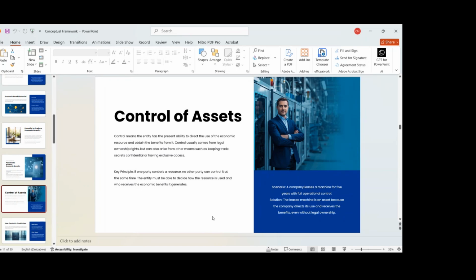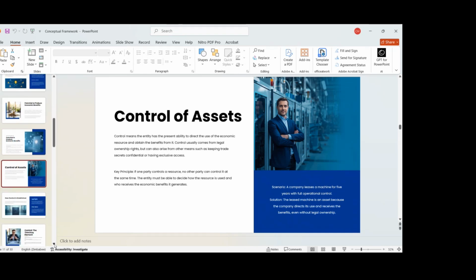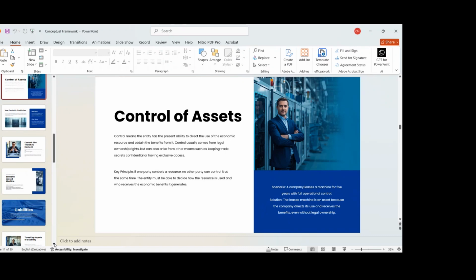The entity must be able to decide how the resource is used and who is going to receive the economic benefits it generates. A simple scenario: a company leases a machine for 5 years with full operational control. The question: is this an asset or not? The leased machine is an asset because the company directs the use and receives the benefits, even without legal ownership. That's why, under IFRS 16, we recognize a right-of-use asset, because we have control. So what we should prove is the control aspect. Do we control the asset?